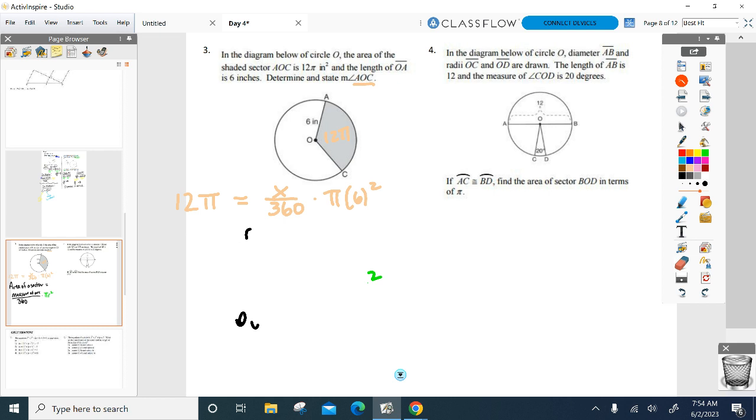Get rid of this now so we can solve. All right, now it's your algebraic skills. I'll start off. I see pi's on both sides. I know they're going to cancel. See ya. Keep the same colors. 12 equals x over 360 times 36.